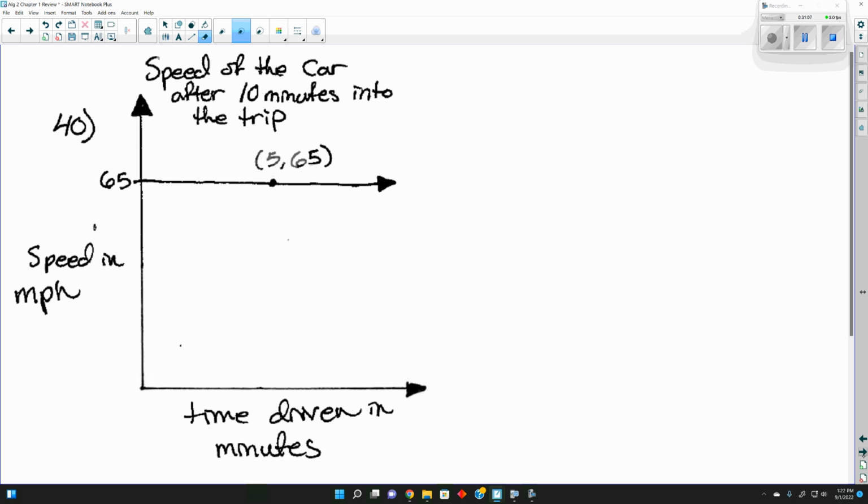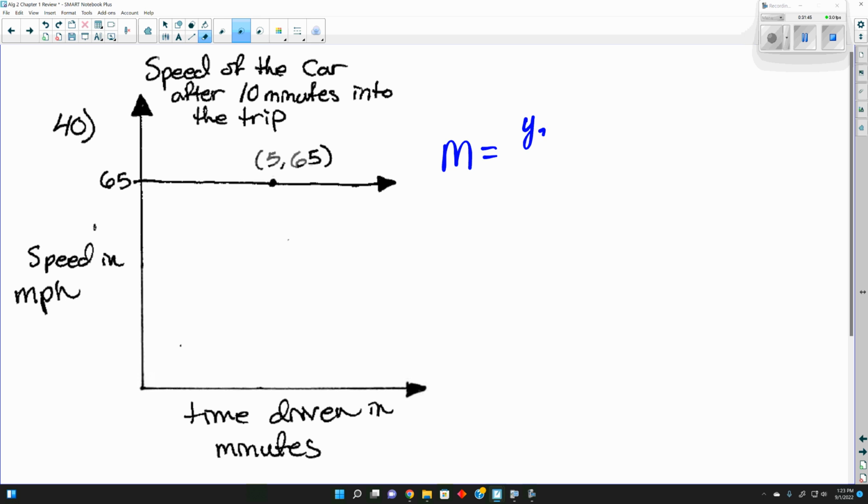What's the slope for 40? So slope. What's the slope of this line? So rise over run. How much is it going up or down? It's not going up, because it started out with a y value of 65 and it went to a y value of 65. So is there a slope? Well, there is a slope. It is just zero. Yeah, so that would be the slope.